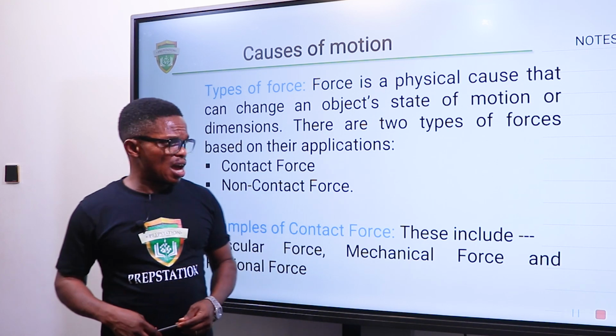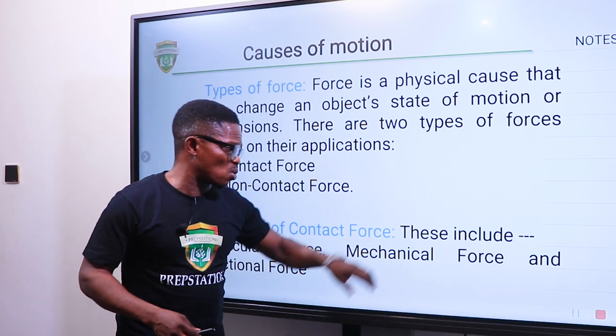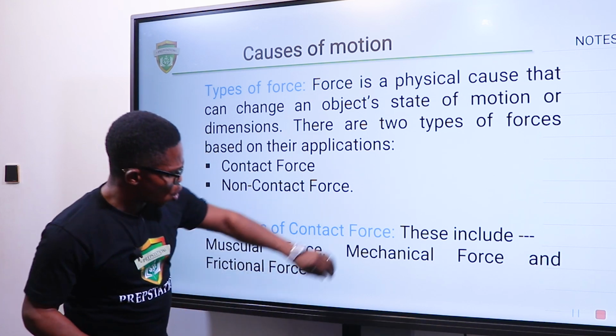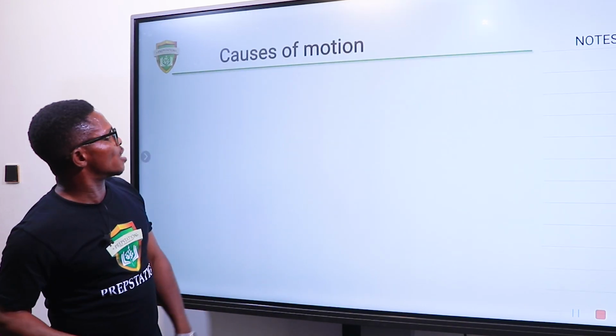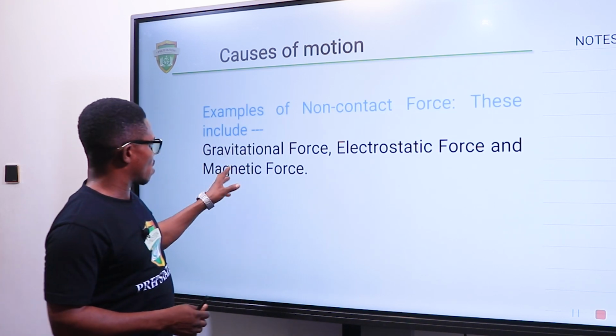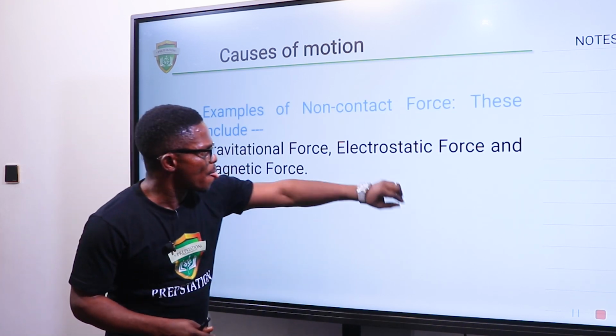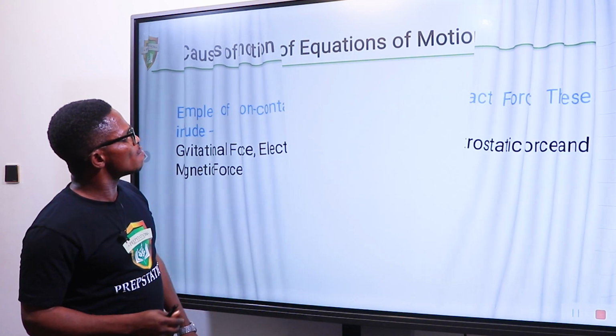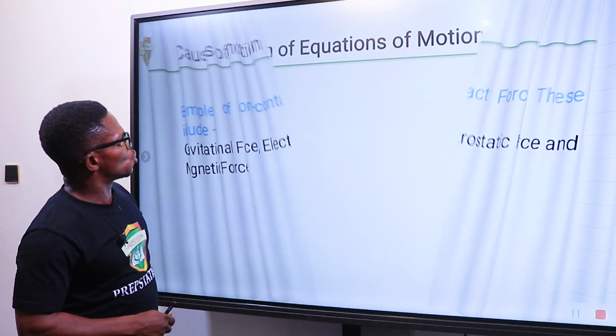Number two, we have what is called a gravitational force. And number three, we have what is called the electrostatic force. Okay, so I've explained that. Example of non-contact force, I've given that already: gravitational, electrostatic, and magnetic force.